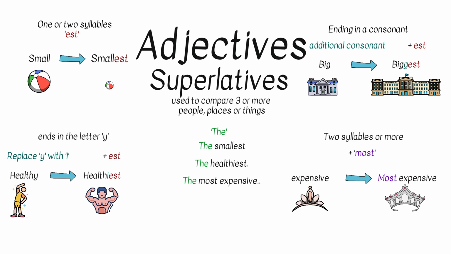If the word ends in y, remove the y and replace it with an I and add est. For example, healthy becomes the healthiest. If the adjective has 2 or more syllables, we add most before the word. For example, the most expensive. Some superlatives are irregular and have their own form. For example, bad becomes worst.